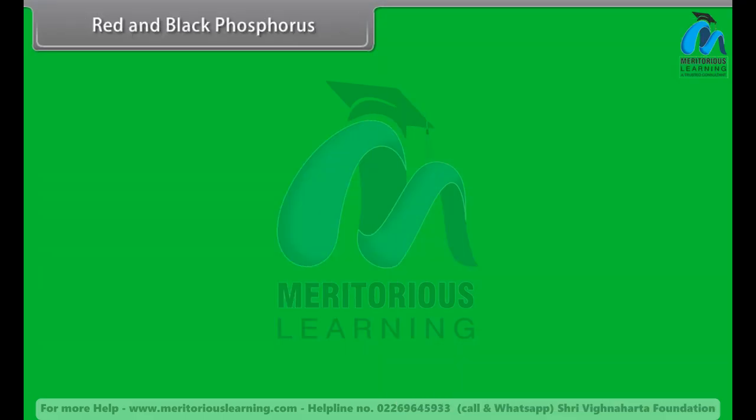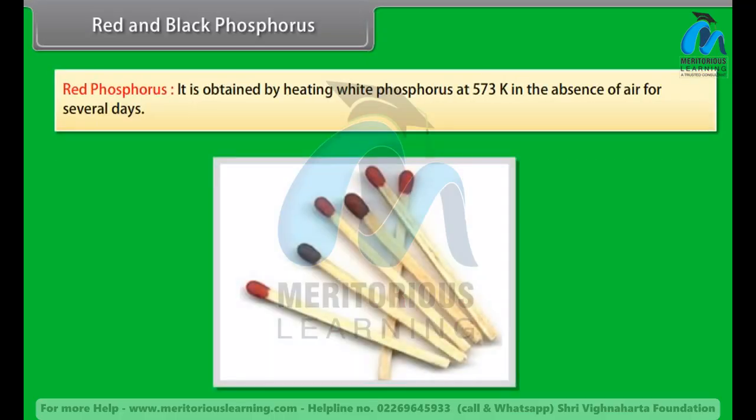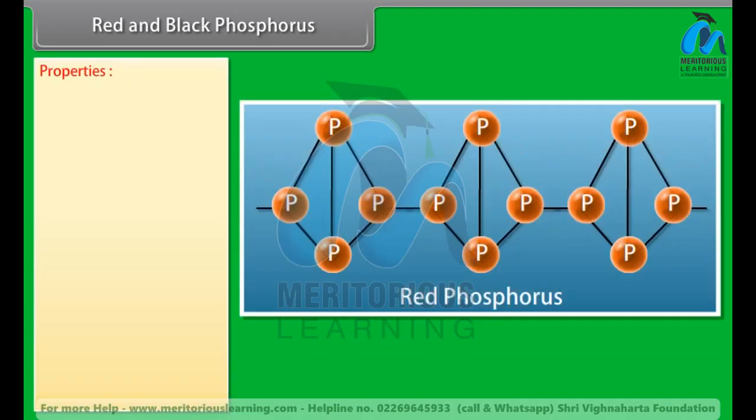Red and black phosphorus. Red phosphorus. It is obtained by heating white phosphorus at 573 Kelvin in the absence of air for several days. Properties. It has iron-grey luster.